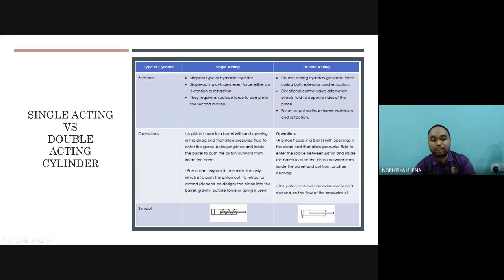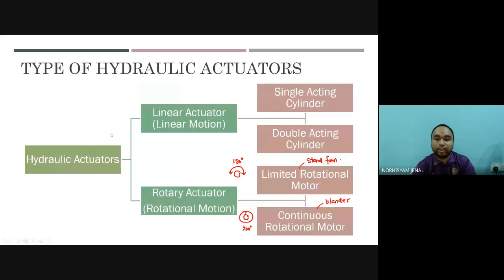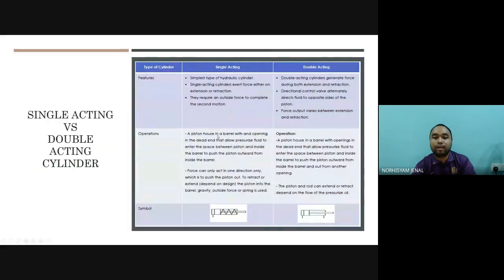So single acting versus double acting cylinder. This is when we introduce these two things. Before that, this is the graphical symbol. This one is for single acting. This one is for double acting. What is the difference? You can see it from here. It has one port over here and it has two ports over here.